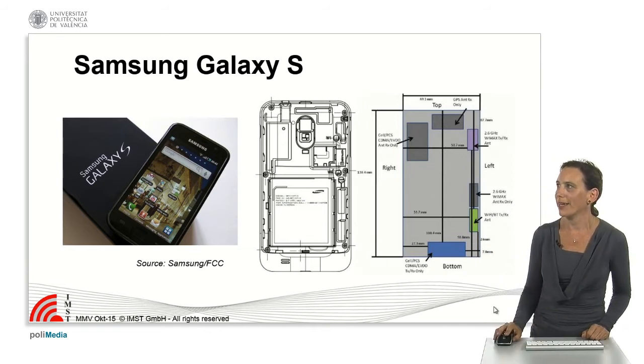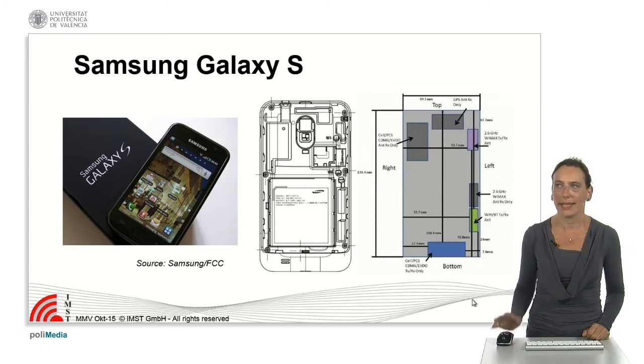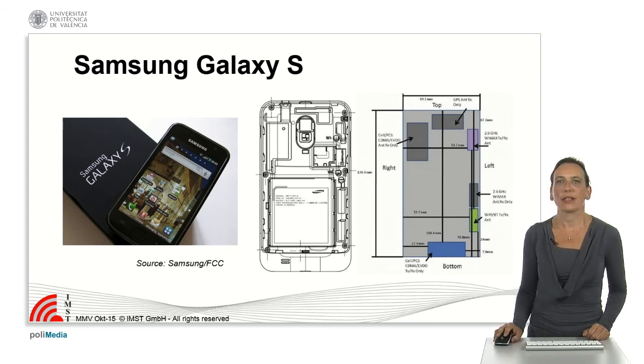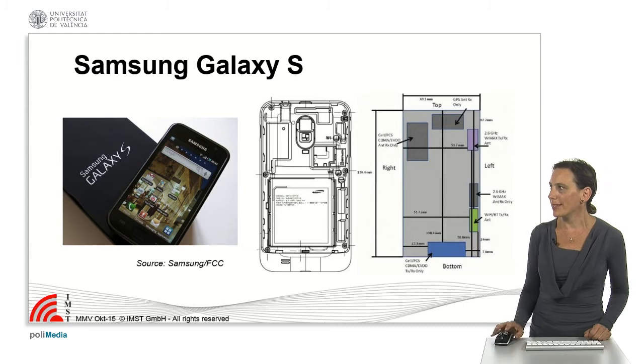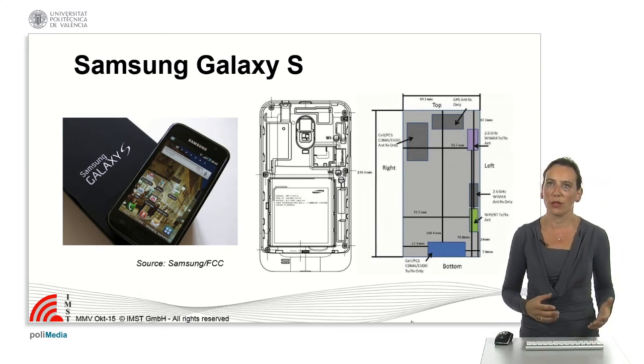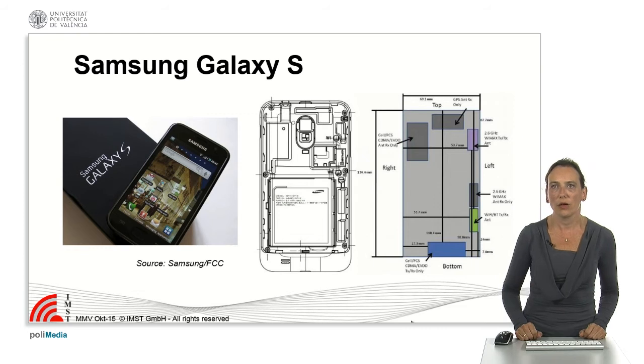For example, here we can see what happens in the Samsung Galaxy S. You can see here the commercial handset, and here is the diagram that has been published by the FCC. You can see that we have many different antennas that go from the cellular antennas on the bottom of the device, which is different with respect to the devices we had in 2G and 3G communications, in which typically the antennas were on the top of the device.